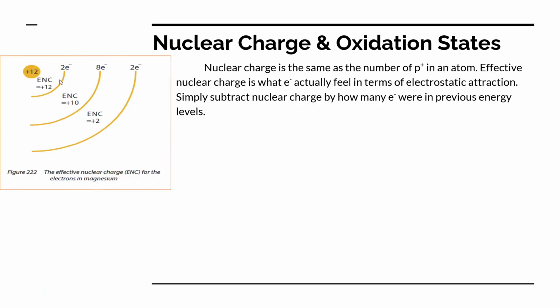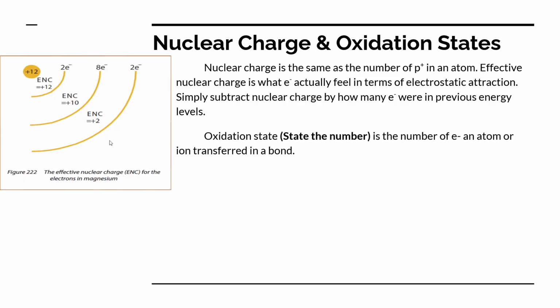So, let's say that we have an atom with 12 protons. Now, this first energy level, 1s, is going to have 2 electrons, and because it's closest, it's going to feel the full nuclear charge of plus 12. But because of the electrostatic attraction between them, it's actually going to shield some of these electrons from that nuclear charge. And so all you're going to do is take the amount of protons and subtract the amount of electrons. So 12 minus 2 is going to be 10. And the same thing happens here. 10 minus 8 is going to be 2.